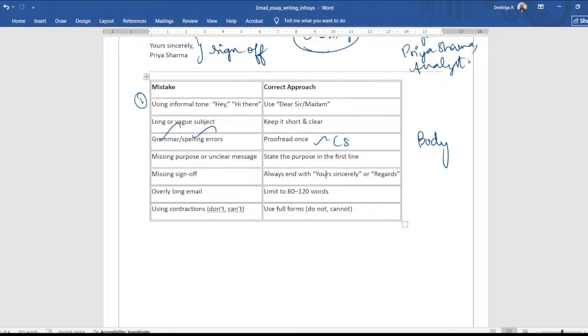So don't do that. An overly long email: limit it to 80 to 120 words, not more than that, not like 300 or 500 words. Something that is medium in size. And do not use contractions. Always use cannot, do not, will not. Don't use don't, can't. These are contractions, which are not professional.